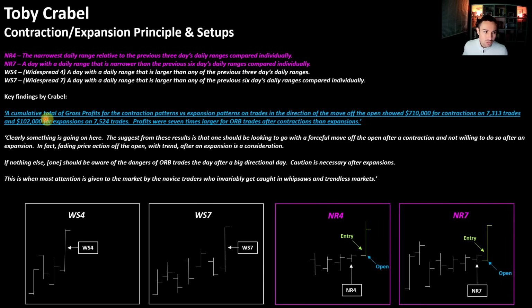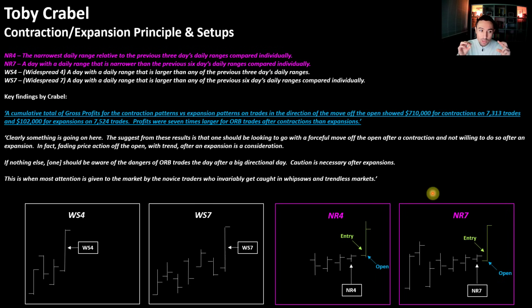So a cumulative total of gross profits for contraction patterns versus expansion patterns on the trade in the direction of the move off the open showed $710,000 profit for contractions on 7,313 trades and $102,000 profit for expansions on 7,500 trades. Profits were 7 times larger for opening range breakout trades after contractions than expansions. I'll read that final bit again. Profits were 7 times larger for contractions than expansions. Okay, so contractions are really, really good to be looking for.